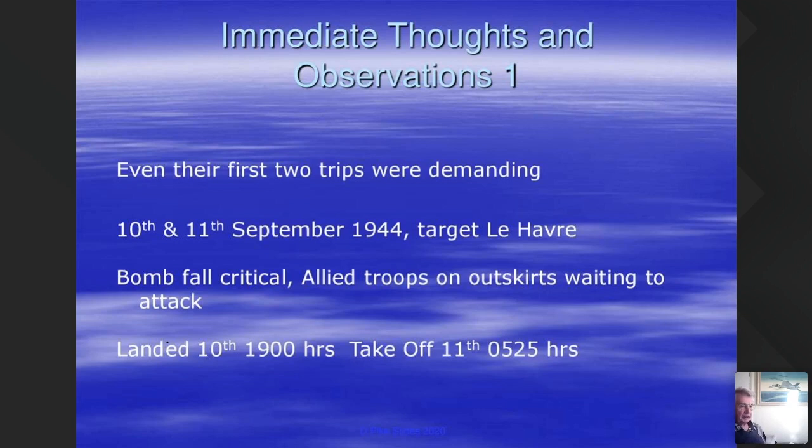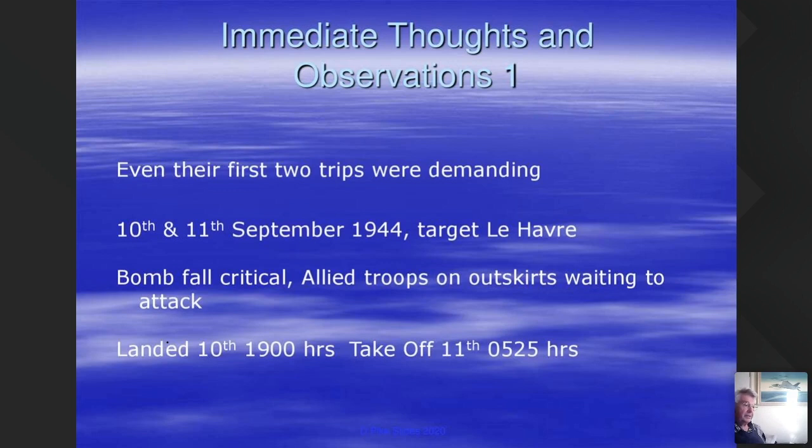Some observations of mine now. Well, I didn't have to go very far for their first 2 trips. The target was Le Havre. It was particularly demanding because the garrison at Le Havre had been holding out against the Allies for a long time, and the Allies were anxious to overcome it. So they were going to attack on the 11th of September, and they thought it was a good idea if on the 10th and 11th of September, just before the attack, Bomber Command was allowed to bomb Le Havre to shake up the German defenders.